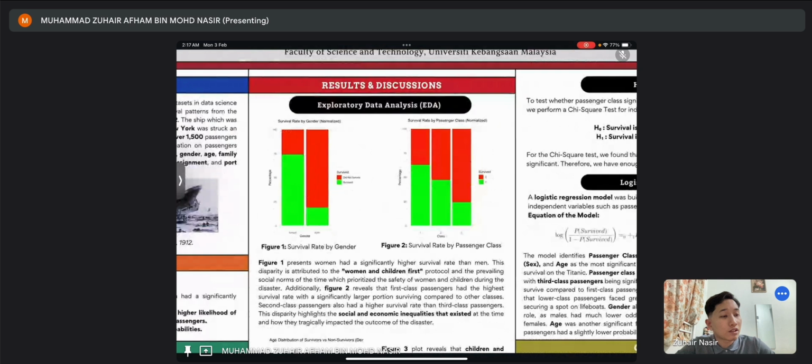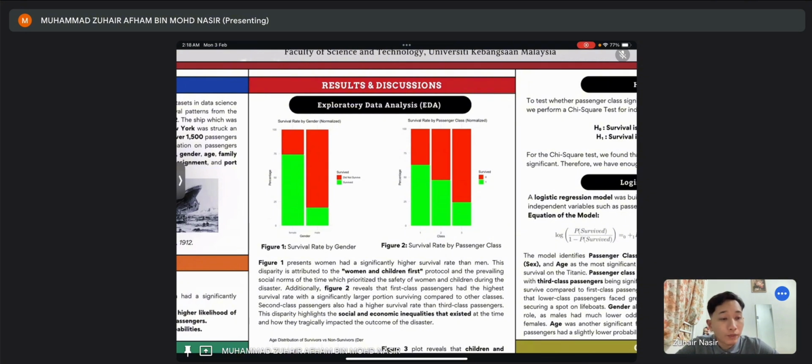For the first part, which is exploratory data analysis, we have two figures: figure 1 is survival rate by gender, and figure 2 is survival rate by passenger class.